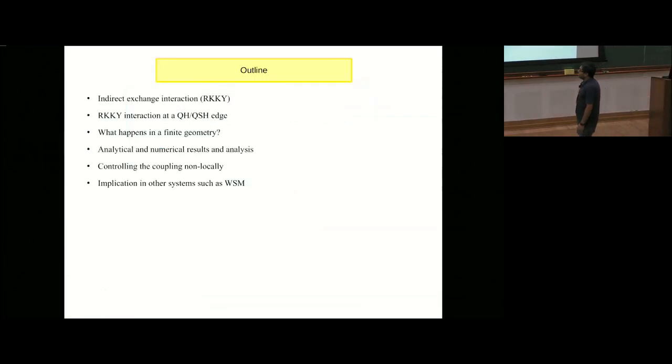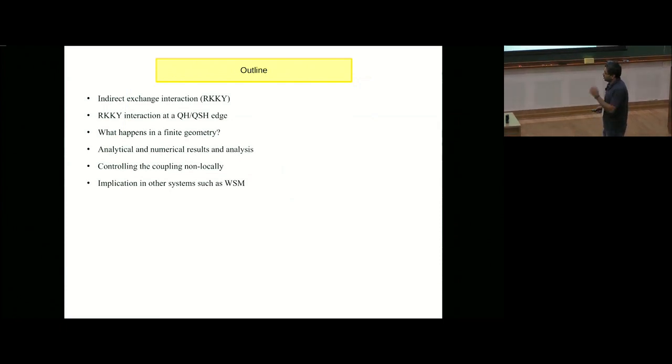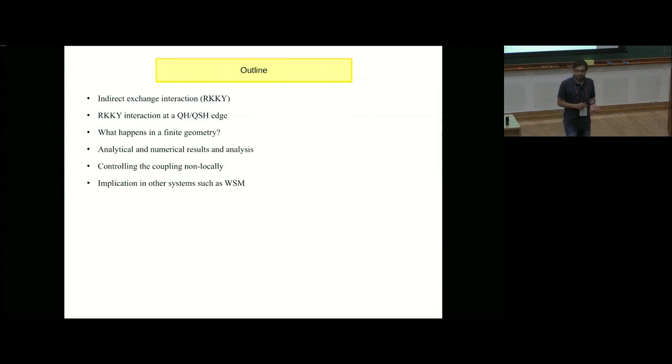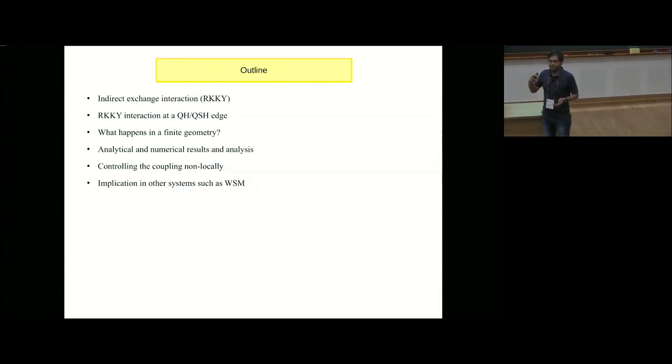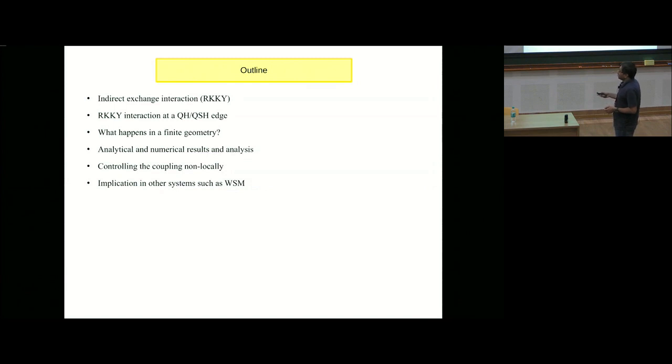So the outline is that I'll discuss very shortly what the RKKY interaction is, just to remind you. Then the known results of RKKY interaction in quantum Hall, quantum spin Hall edge, integer quantum Hall edge: it vanishes. That I will show how. Then I will show what happens if my geometry is finite, that the edges can come back through the finite geometry. And essentially we'll analyze a little bit of that.